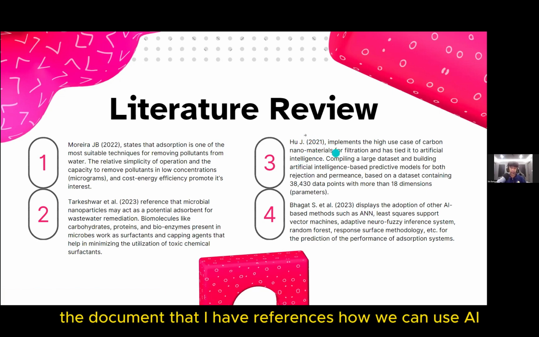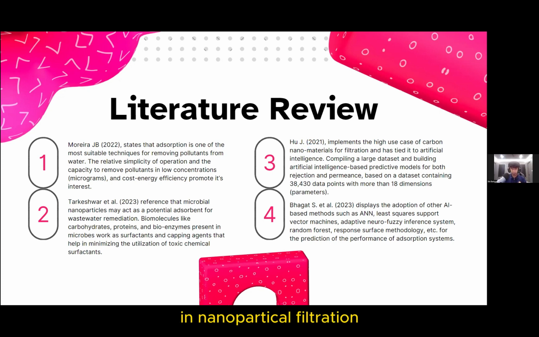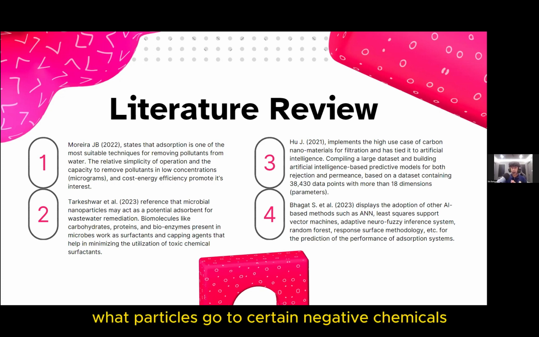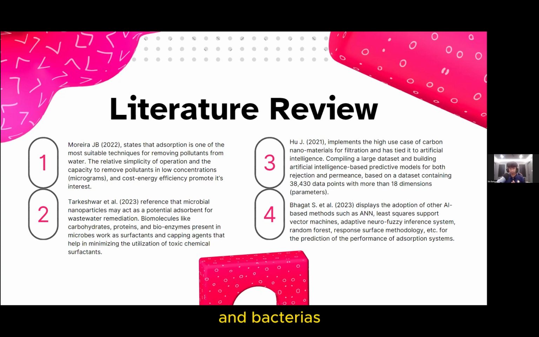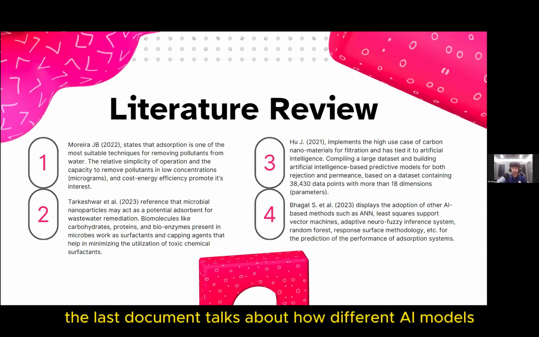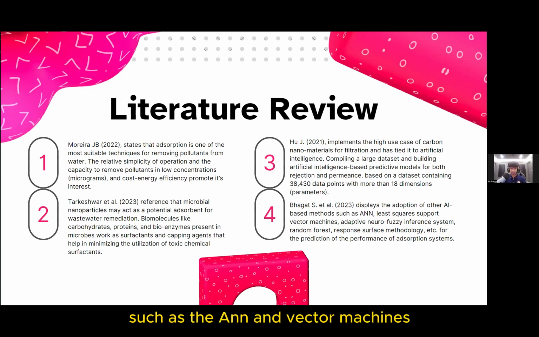The document that I have references how we can use AI in nanoparticle filtration. It uses 38,000 data points with more than 18 dimensions or parameters in predicting what particles go to certain negative chemicals and bacteria. The last document talks about how different AI models, such as the ANN and vector machines, can be used to respond to negative particles in your water.